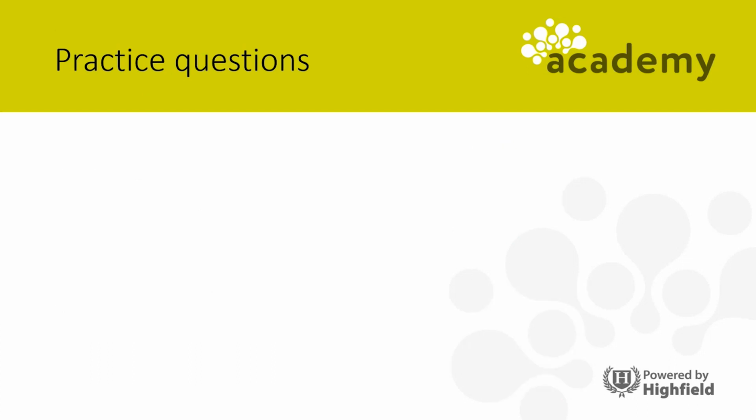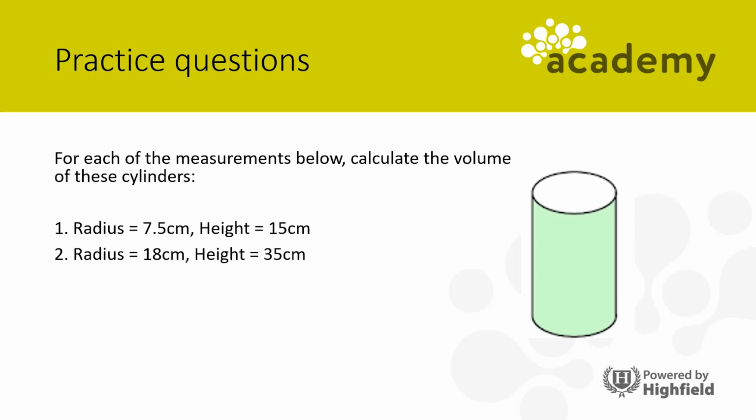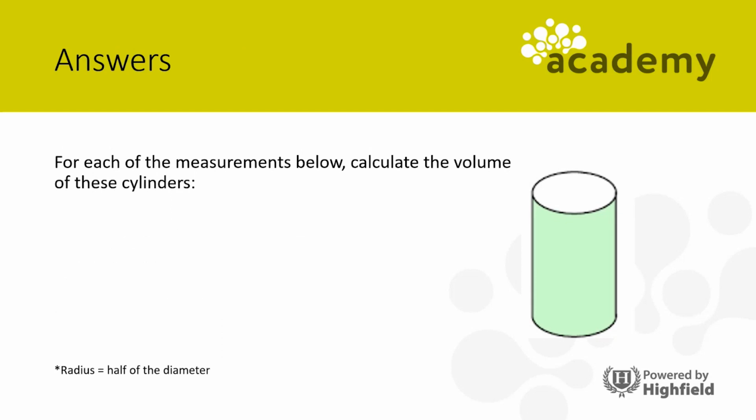Let's look at some practice questions. For each of the measurements below, calculate the volume of these cylinders. In number 1, the radius is 7.5 centimeters and the height is 15 centimeters. In the second one, the radius is 18 centimeters and the height is 35 centimeters. In the third one, there is a diameter of 12 meters and the height of 18 meters. And in the fourth one, the radius is 12.5 meters and the height is 33.8 meters. Now remember, the radius is half of a diameter. Well, let's see how you did.